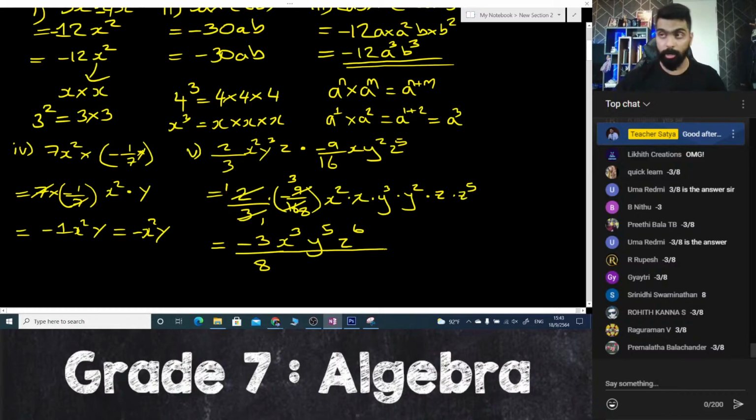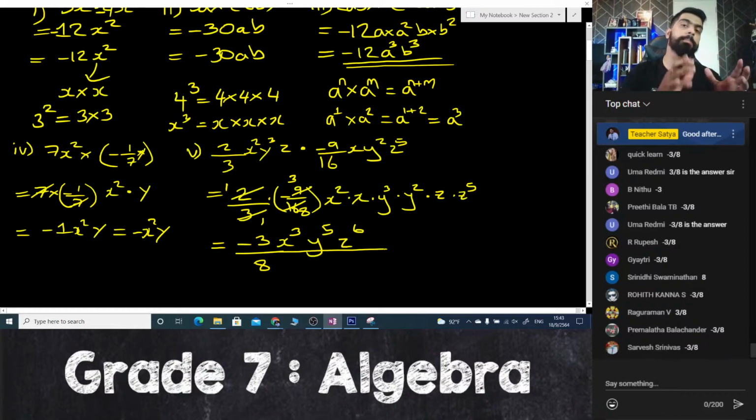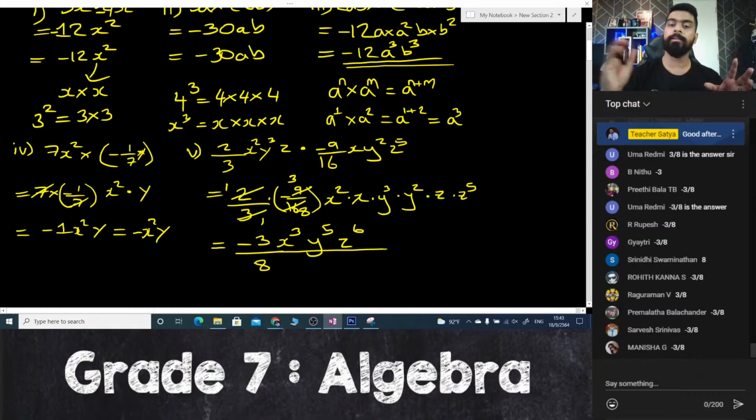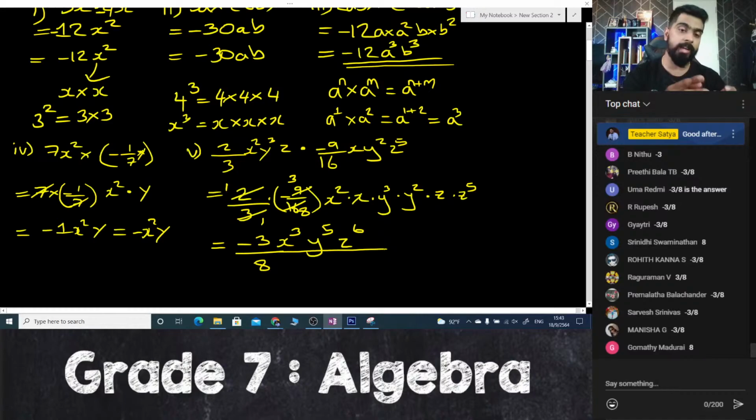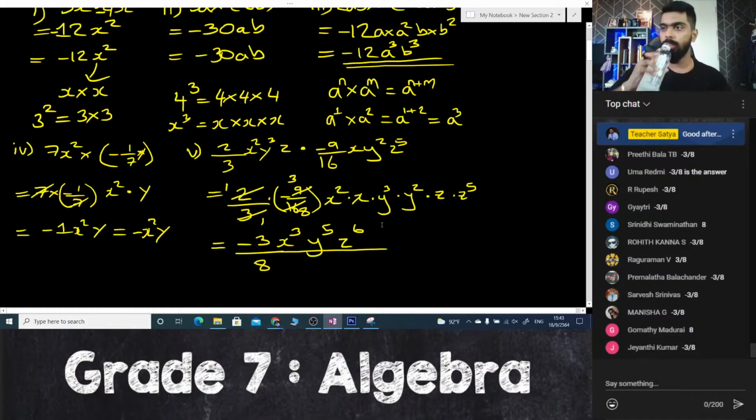And here's where many students make mistakes. When they see z multiplied by z to the power of 5, they just write it as z to the power of 5, not knowing that z also means z to the power of 1. You're doing pretty good, guys. Very good.